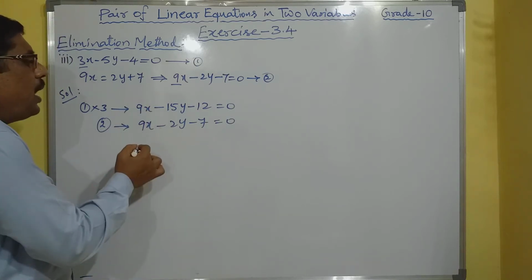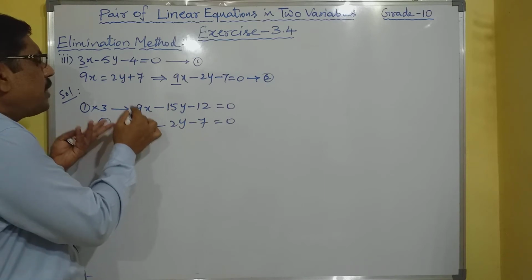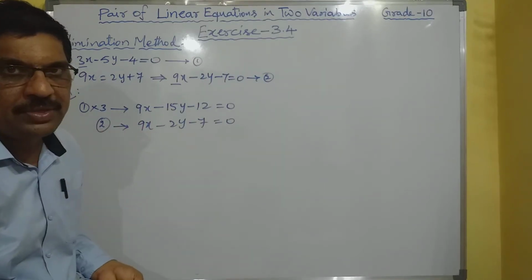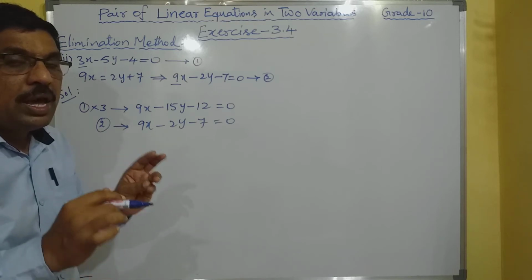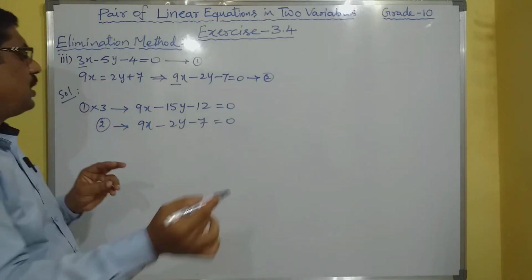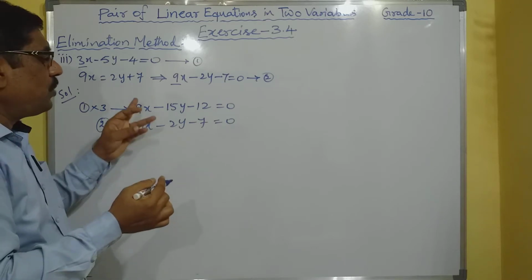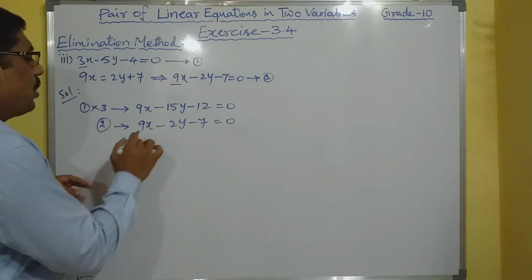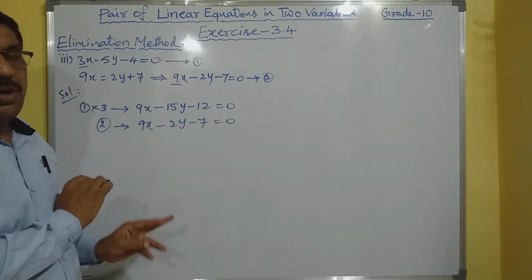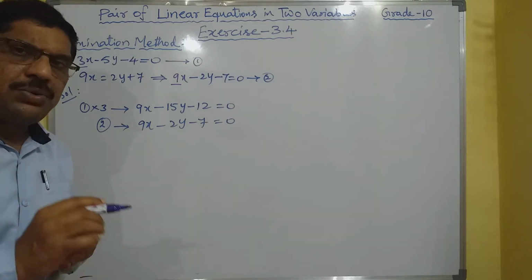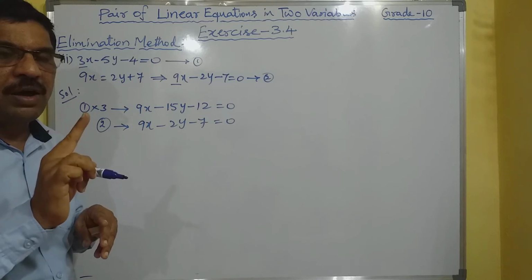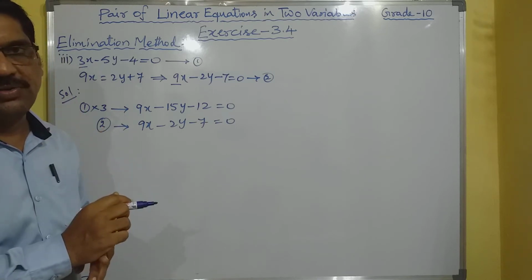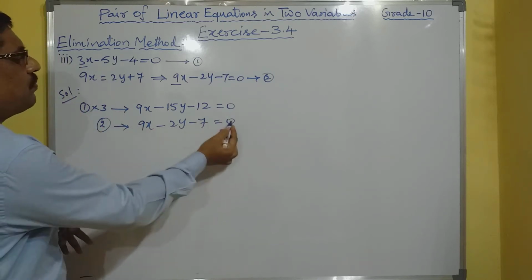Now, if you add, the x terms will not be cancelled. We must get cancellation for either the x coefficients or the y coefficients. For that, we should not add them. Why? Because we are not getting cancellation. So, we should subtract these two equations. For subtraction of any two linear equations, remember, we have to change the signs of any one of the equations. Let us change the signs of the second equation.